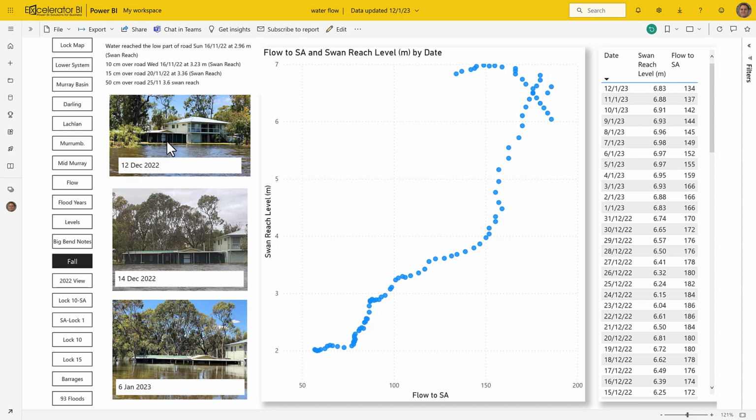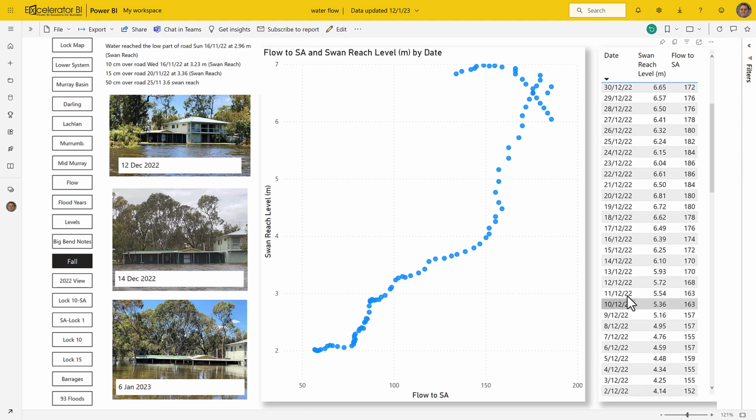On the 12th of December, you can see that it wasn't quite under. Then on the 14th of December, it's a bit hard to see here, but the shack is under. So based on these two data points, these two photos, my assumption is that the water level hit the bottom of the shack on the 13th of December. Now I can go back to the 13th of December and see that the water level at Swan Reach was 5.93. So now I know that when Swan Reach hits 5.93, or let's call it 6, we've got a problem with our shack.